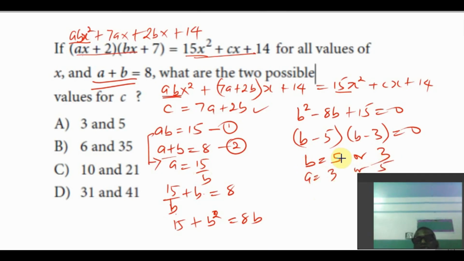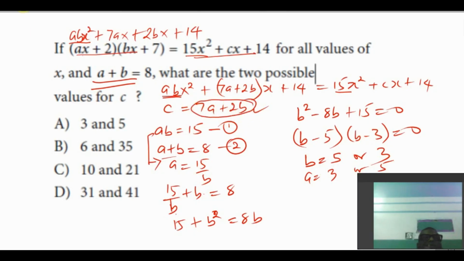So when b is 5, a is 3, and when b is 3, a is 5, because remember that a plus b is equal to 8. So when you add them together, it gives us 8. Okay, now how do we get the value of c? So we look at c here.